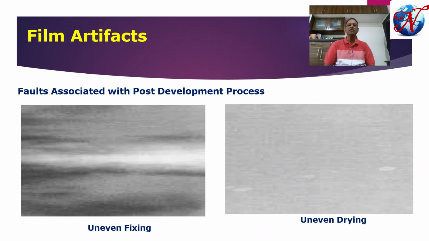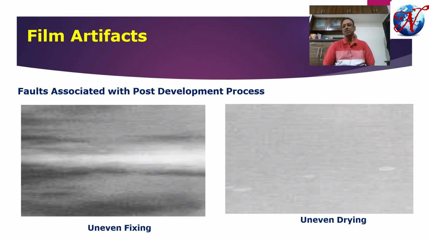Next, the faults associated with the post-development process. First one, black dark deposits on the film, that is due to uneven fixing. And third one is the white spotty, patchy appearance in your radiograph, that is due to uneven drying. So the temperature of the dark room needs to be maintained correctly. The running water may be contaminated with some kind of oil contamination from the tank edges into the running water.